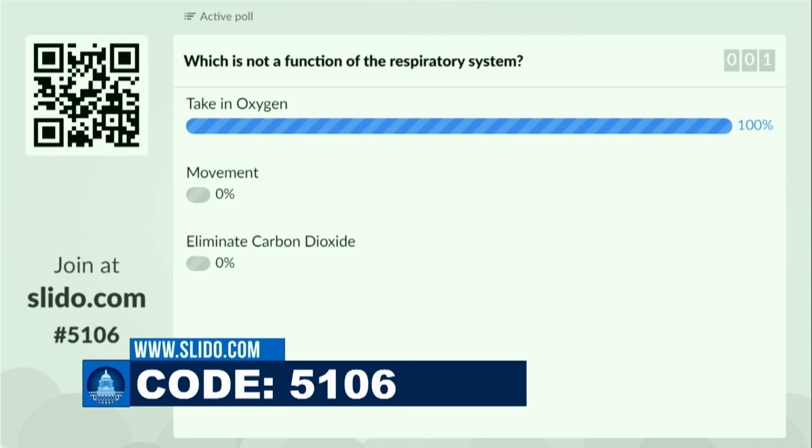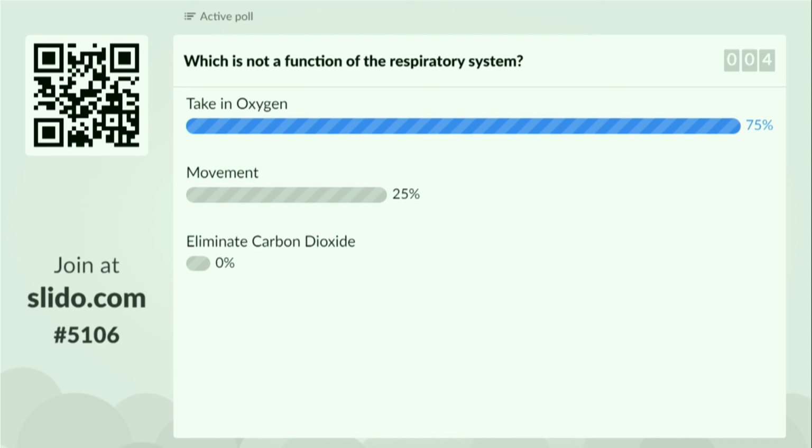Okay, so our one answer, it says taking in oxygen. What is not a function of the respiratory system? So remember, the respiratory system does take in oxygen. It does eliminate carbon dioxide, but it does not have anything to do with the movement of your body. So our correct answer would be movement.